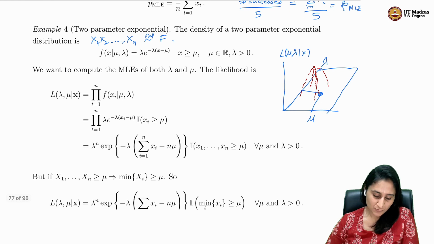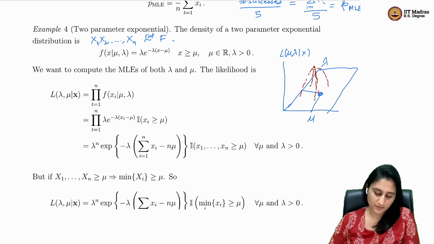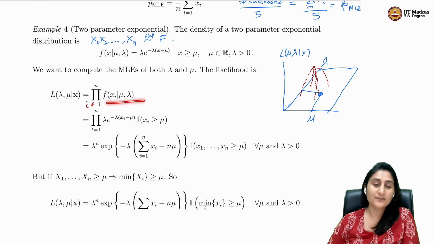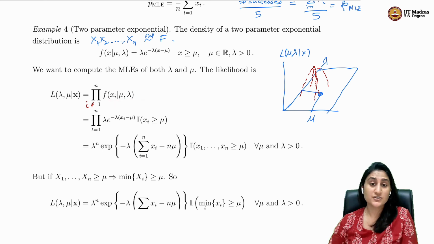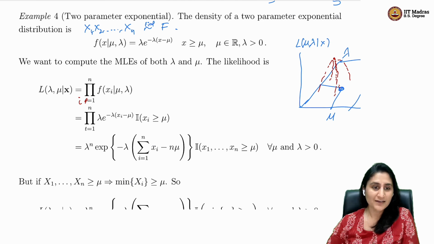So L of lambda given mu comma x is nothing but the product, i going from 1 to n, of f of xi given mu comma lambda. So it's just the joint density. But now I can actually plug in what the f of xi's are. So that is nothing but lambda e to the power minus lambda (xi minus mu), times the indicator that xi is greater than or equal to mu.